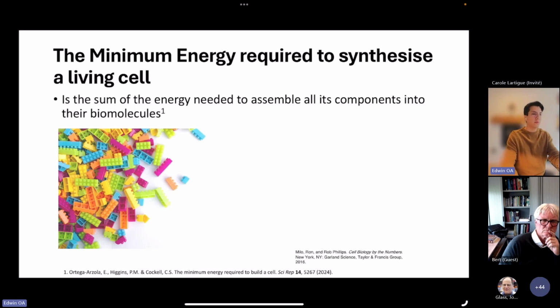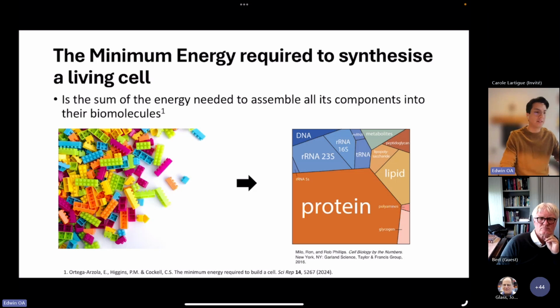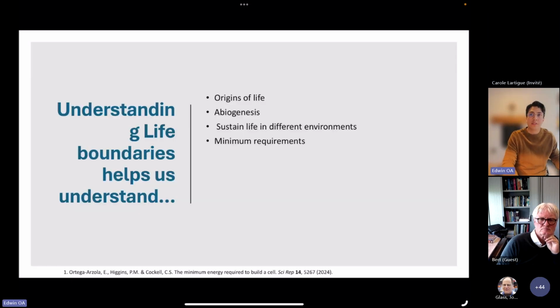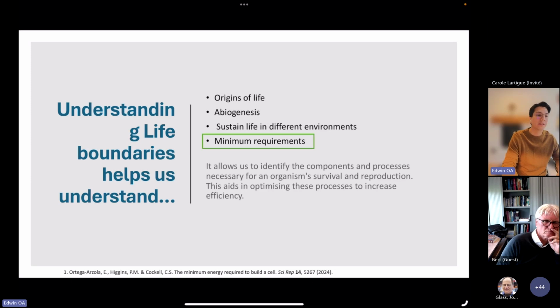Well, first of all, we need to define the minimum energy necessary, which is pretty much just the sum of all the components, aka building blocks like amino acids, nucleic acids, etc., into their biomolecules, protein, RNA, lipids, etc. And why is this relevant at all? Well, because we can understand the origins of life. We can understand where life is originated here and in other parts of the universe. We can sustain life in different environments, but more importantly, we can understand the minimum requirements, and these allow us to understand the components and the processes that are necessary for the survival and reproduction of an organism, which we already know about this. But more importantly, it allows us to optimize these processes.